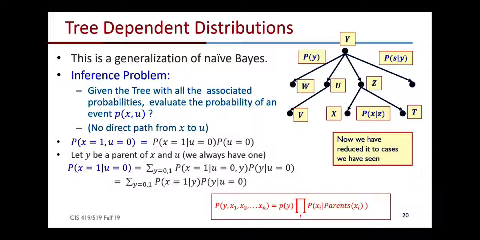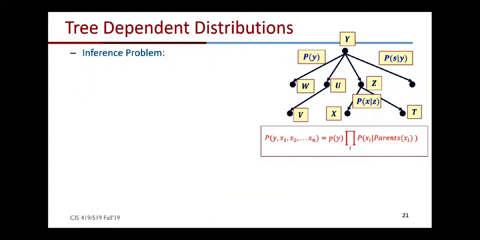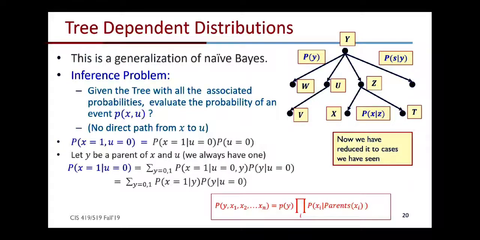We already computed P of x given y. This is not given to me, right? I don't have a conditional probability table of P of x given y, but in the previous slide, we computed this. So P of x given y is known. P of y given u I know how to compute because it's related to the conditional probability table. So again, I've written this in terms of things that I already know.